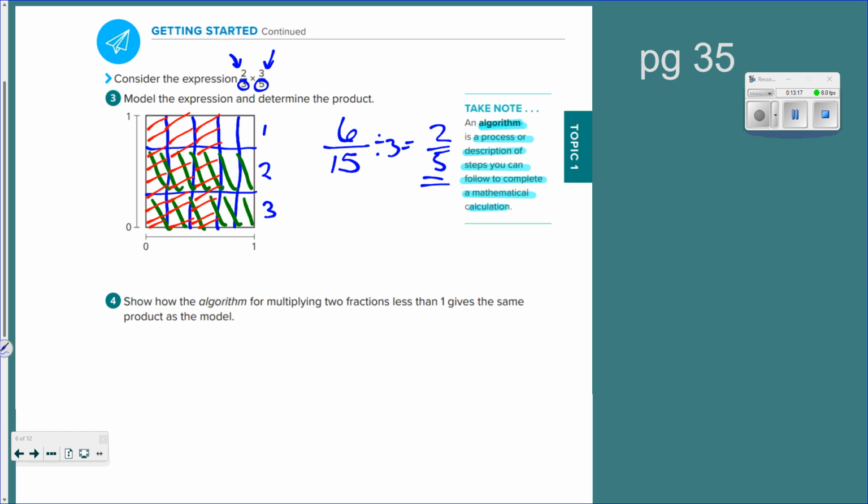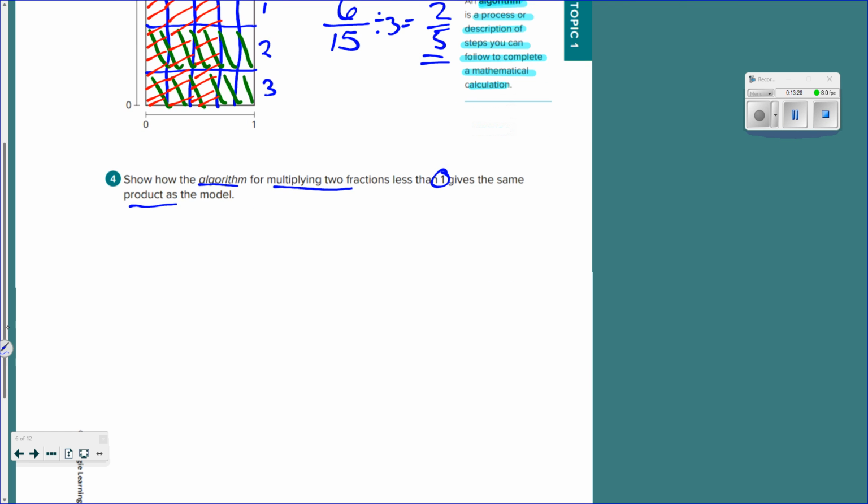Okay, so show how the algorithm for multiplying 2 fractions less than 1 gives the same product as the model. Well, we haven't actually given you that algorithm yet, have we? So let's do that. Go ahead and write this into your notes. And it is called multiplying fractions.